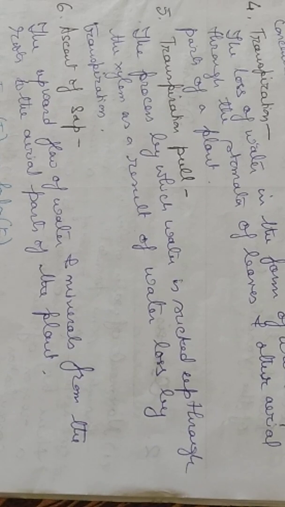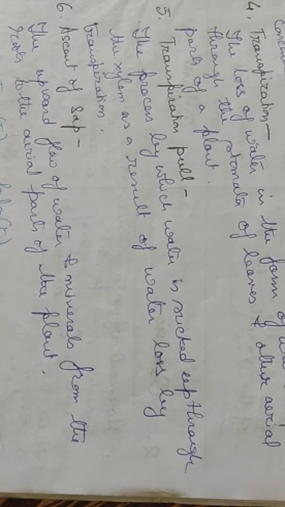Now we come to transpiration pull. It is the process by which water is sucked up through the xylem as a result of water loss by transpiration. When there is transpiration, water is getting out of the plant body, and a thirst is created in the plant, for which there is a pull created in the roots and the stem, which sucks the water from the roots through the xylem.